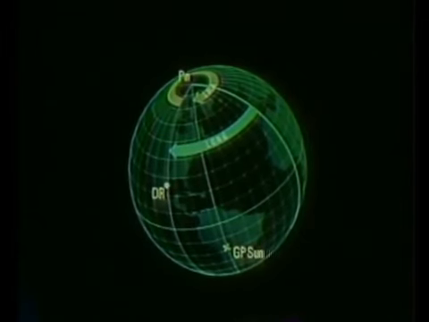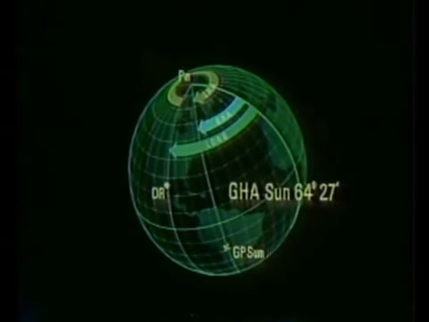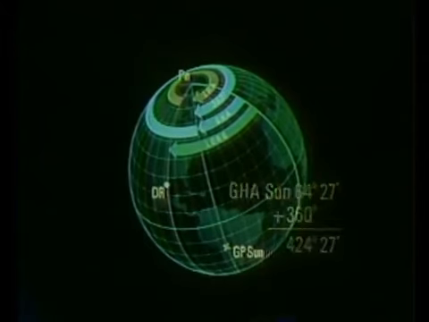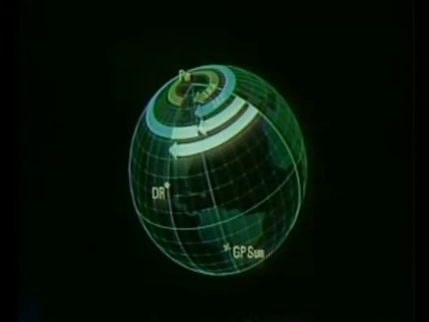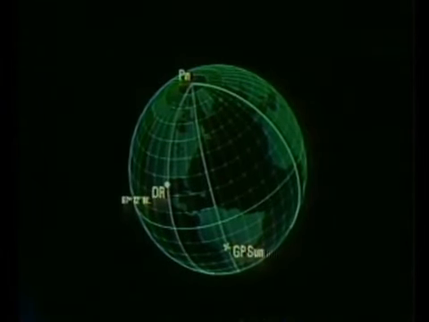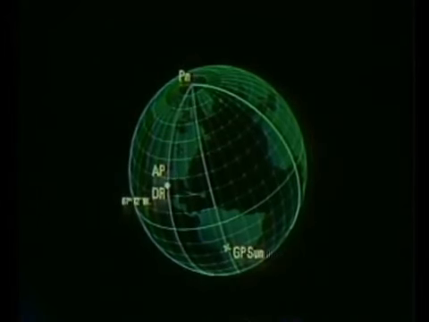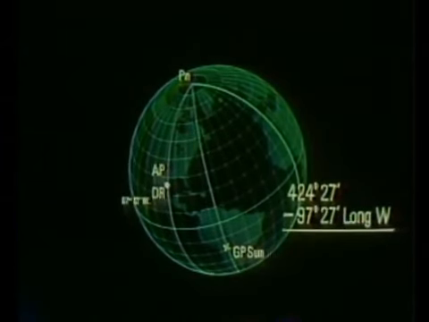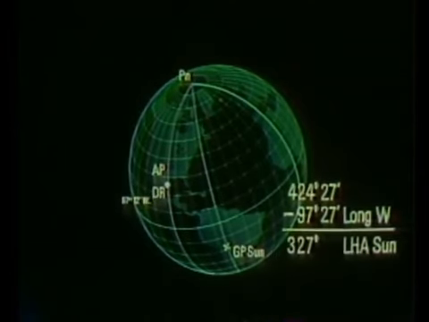To compute the LHA of the sun, you must first take the GHA sun and add 360 degrees. This gives you 424 degrees, 27 minutes. LHA is this figure minus longitude. The longitude of your DR position is 97 degrees, 12 minutes west. But remember, the longitude of your assumed position should be a figure that when subtracted from GHA Sun will produce an integral degree of LHA. If you use 97 degrees 27 minutes, the difference will be an LHA Sun of 327 degrees.